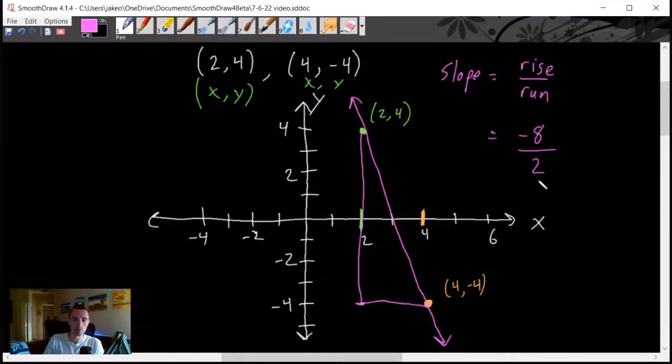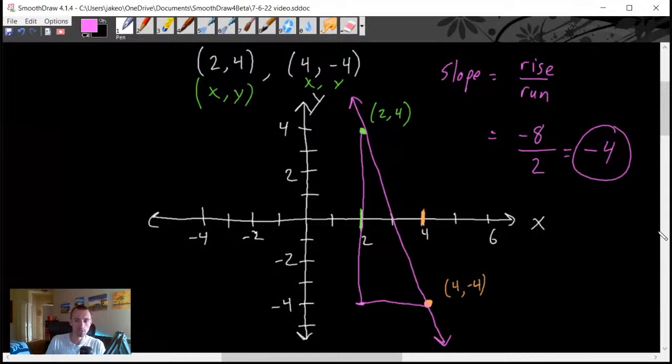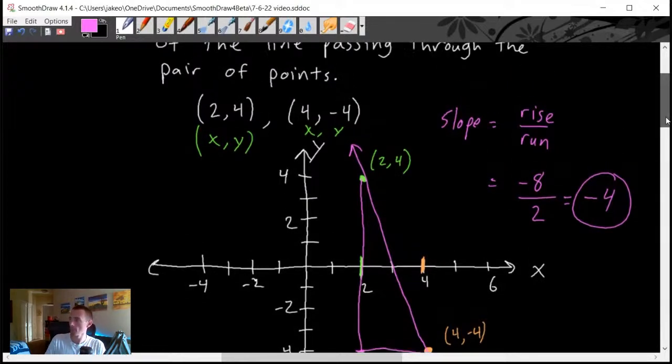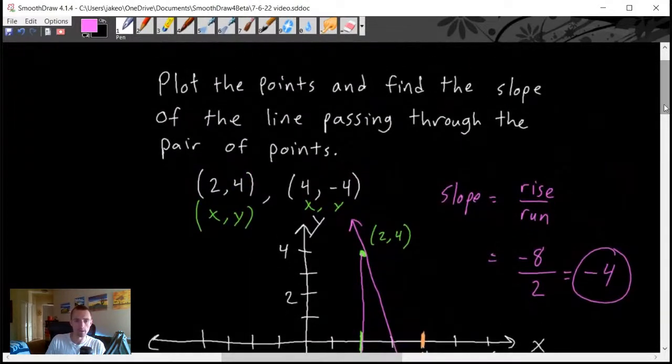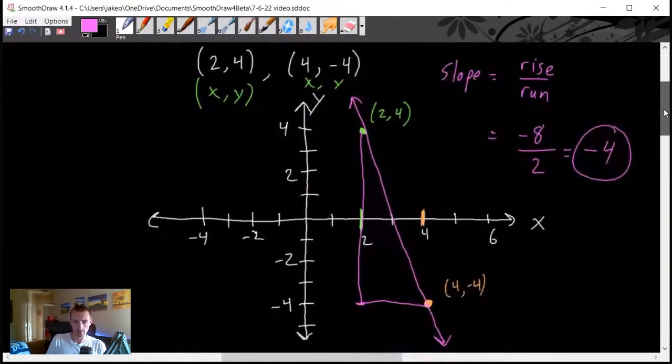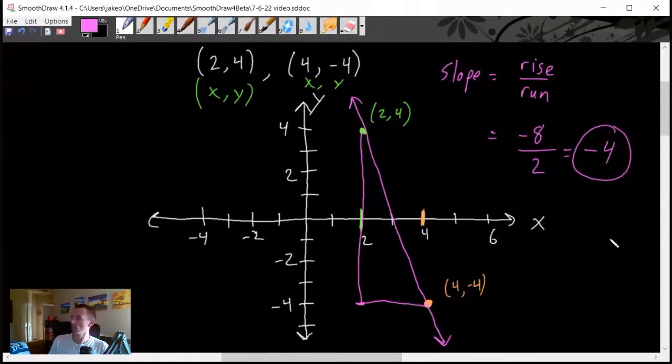So rise over run is -8 over 2. Then you just want to simplify it from there. -8 is divisible by 2. It would just simplify down to -4. So the slope of this line is going to be -4. And that's all it asks us to find, the slope of the line passing through those points. So that's going to be our answer, just -4.